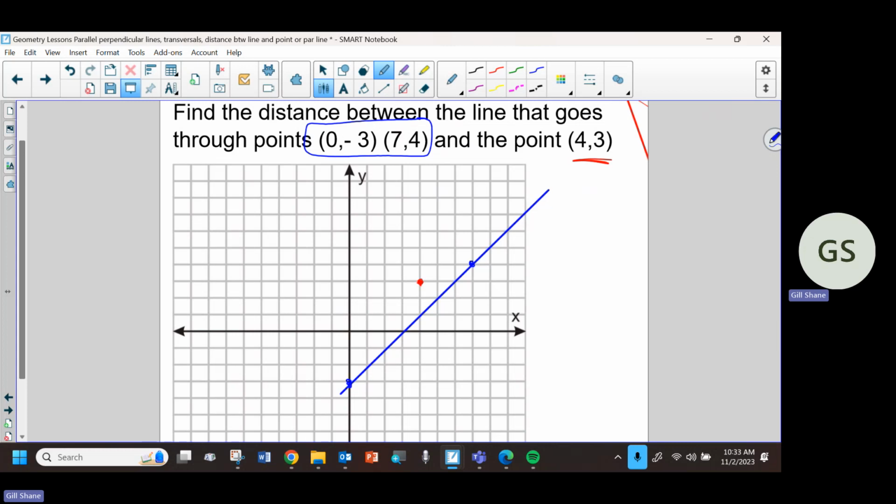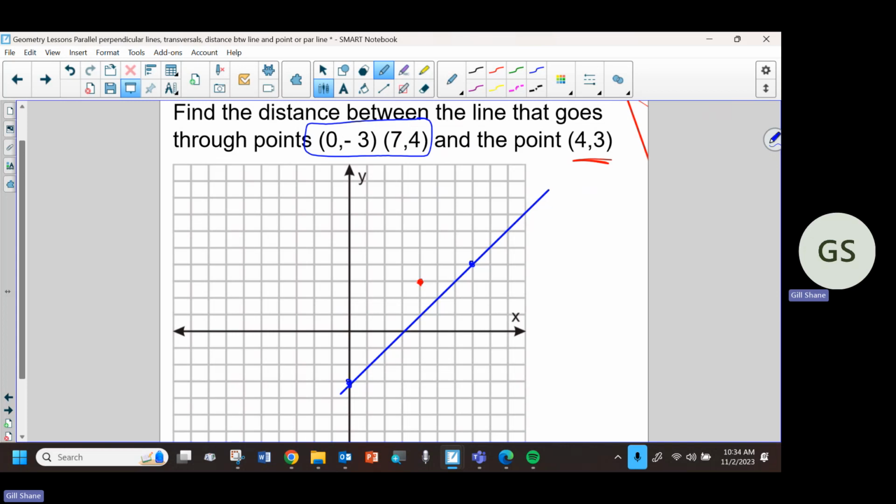Now, here's your process. If you want to write this down, you already have it, but you can make another note. This is how to find the distance between a point and a line, which is what we're about to do. I'm going over the whole process, but that would be the last piece of the process: finding the distance between the point and the line.